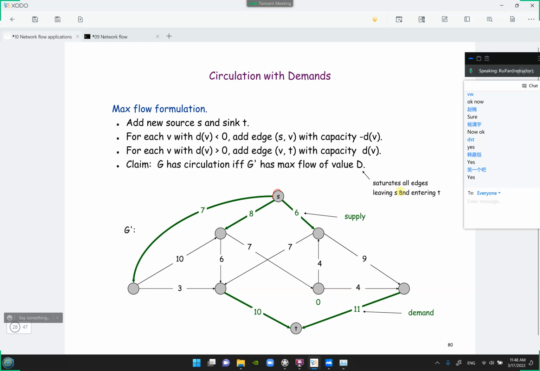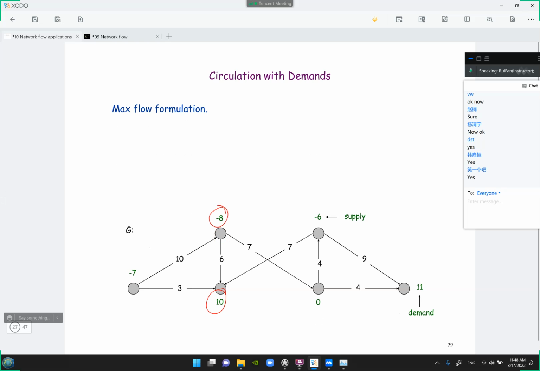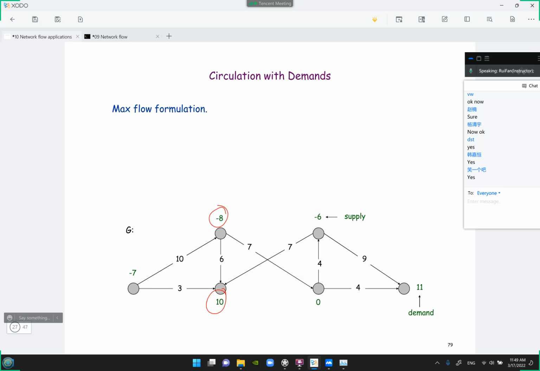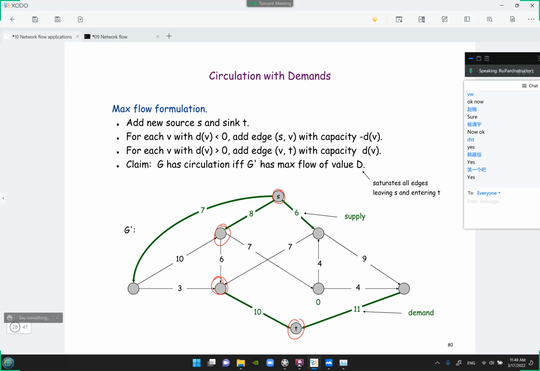So for example, S here is connected to this guy, and his D value is -8, so you set the capacity to 8. Likewise, this guy is connected to T, and his D value is 10, and you set the capacity to T to be 10.